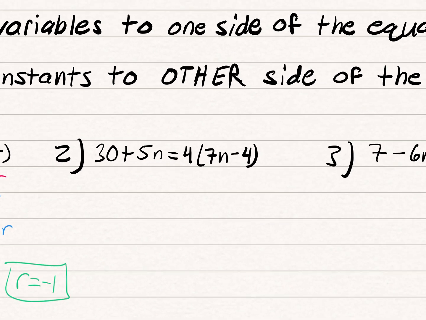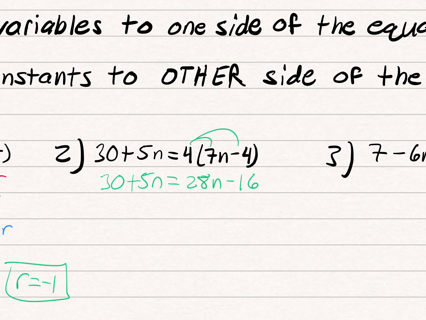Same thing with the second one. Here we can distribute. We can distribute this 4. So we get 30 plus 5n. That side of the equation doesn't change. And then 4 times 7n is going to be 28n. And then 4 times negative 4 is going to be negative 16.